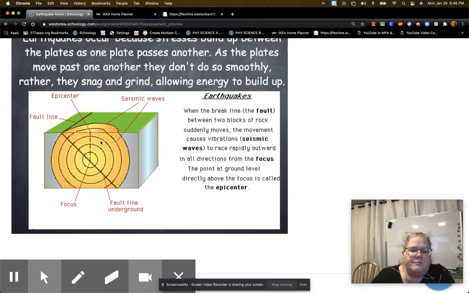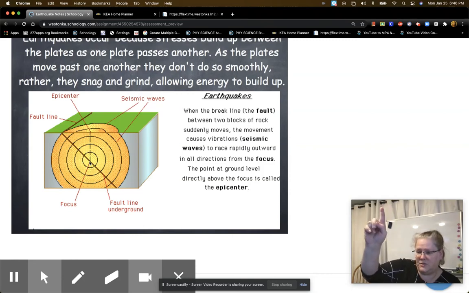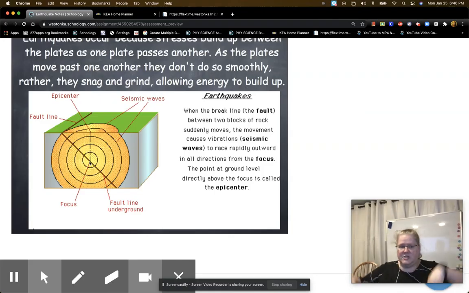So often the focus is where the break occurs underground, and that focus is the actual point of the breaking of the rock. The point directly above it at the surface, where all the surface waves are going to radiate out in all directions, that's called the epicenter. And that's the epicenter, the center of where the surface waves are radiating out from.